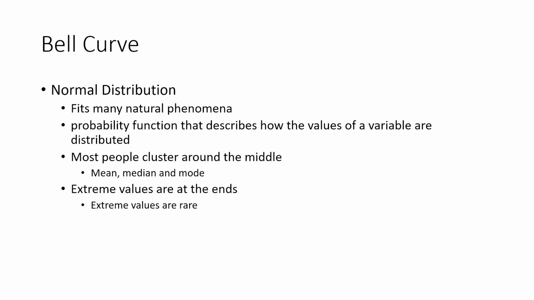Mean is simply the average. You add 1, 2, and 3 together, divide by 3, you get the average. Median is the middle value. So with 1, 2, and 3, 2 is the middle value. And the mode is the one that occurs most often. So with 1, 2, 2, 3, well, 2 occurs most often, so that would be our mode. We should all know this stuff from elementary school math.